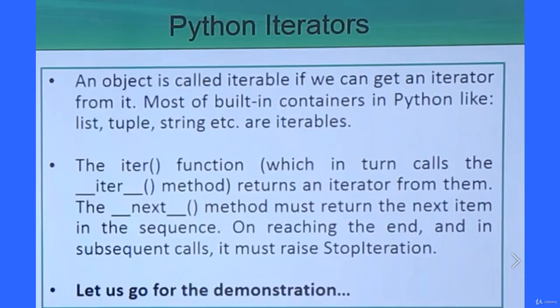So whenever there is no item remaining in the iterator, if we call the __next__ method, an exception will be raised, and that is StopIteration. Let us go for one practical demonstration to show you how Python iterators can easily be implemented in Python coding. So here is the demonstration for you.